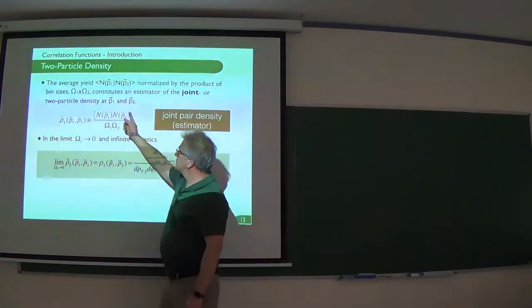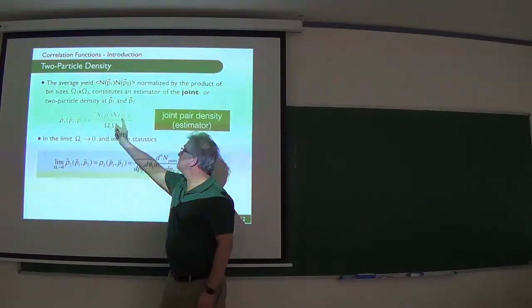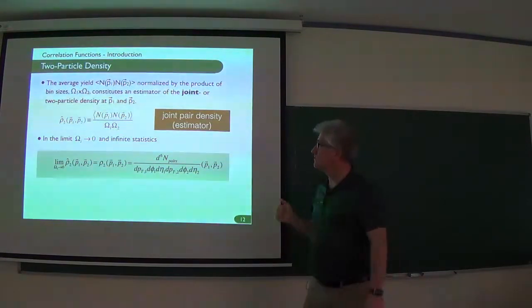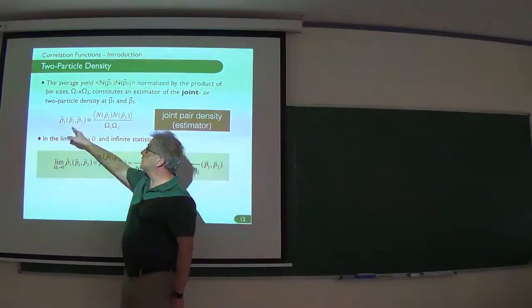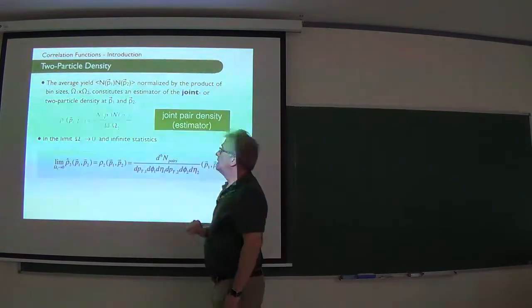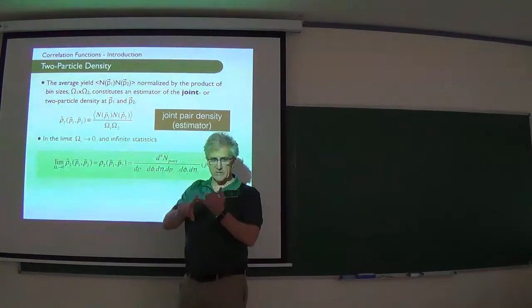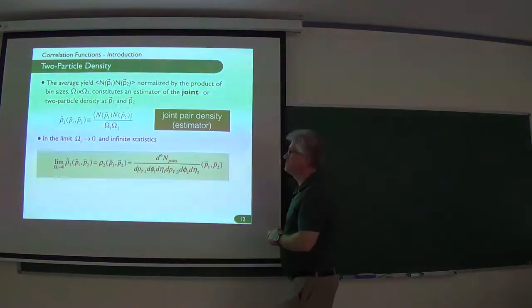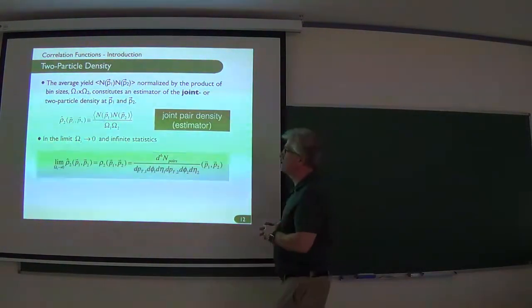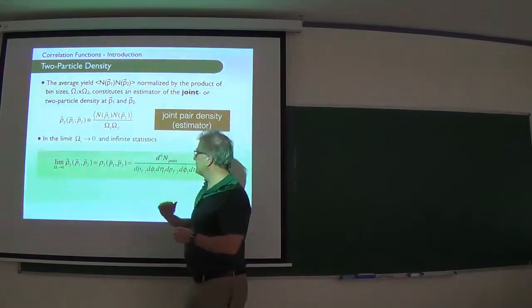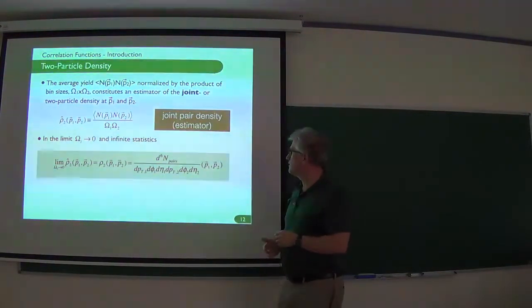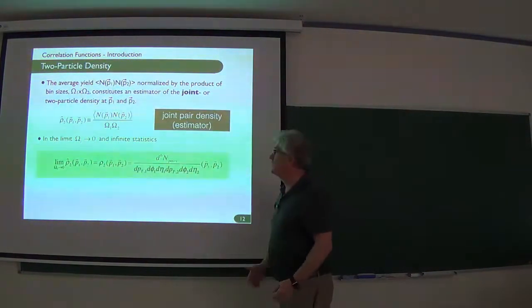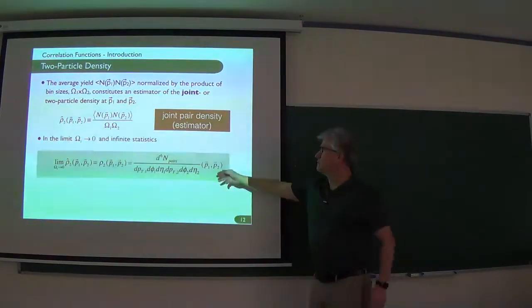Likewise, if I now take the number of pairs at P1 and P2, divide by the solid angle, I have an estimator of the two-particle density at P1, P2. It's an estimator again because I have finite statistics and I have finite solid angles. In the limit where the solid angle would be 0 and an infinite number of events, I can write it this way formally. This then becomes a density, the true density of particles produced at this P1 and P2.